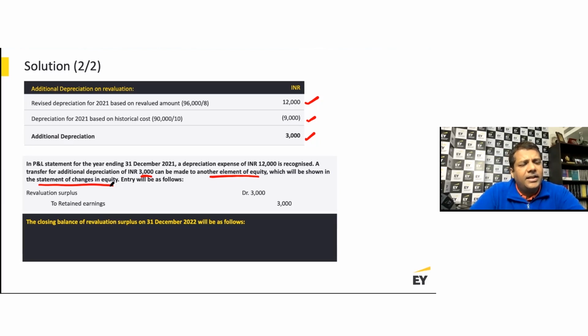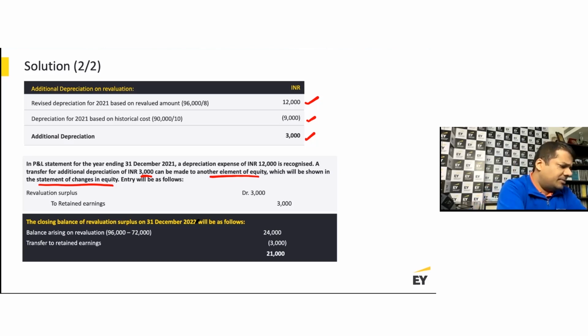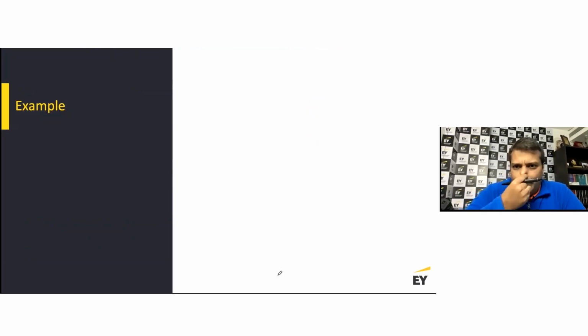The closing balance of revaluation surplus on 31st of December 2021 will be as follows: 96,000 minus 72,000, less the transfer to retained earnings. Okay, 21,000. Awesome.